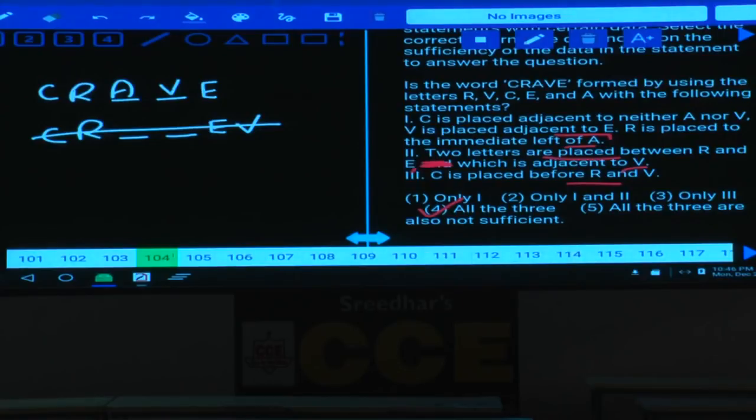There is a small correction in this one, forget about this N. Two letters are placed between R and E, which is adjacent to V. E is adjacent to V. Clear now? Hence, all the 3 statements are required, that is choice 4.